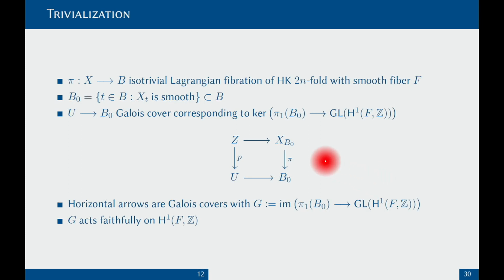And so we write U for this cover, and we write Z. The map from Z to U is the base change of the original family. So Z to U is, again, an isotrivial fibration by abelian varieties that don't vary in moduli. And since G is a subgroup of GL of H1, G acts faithfully on the first cohomology of F.